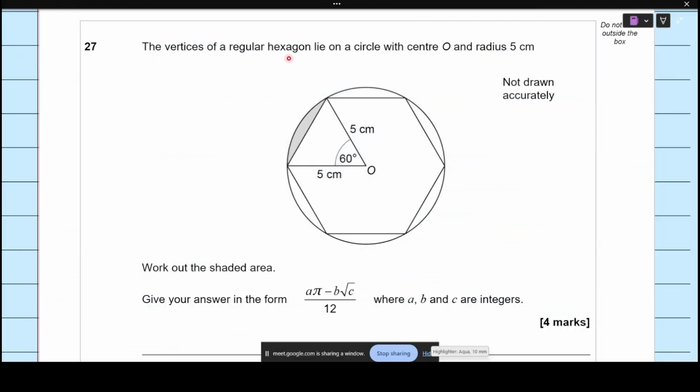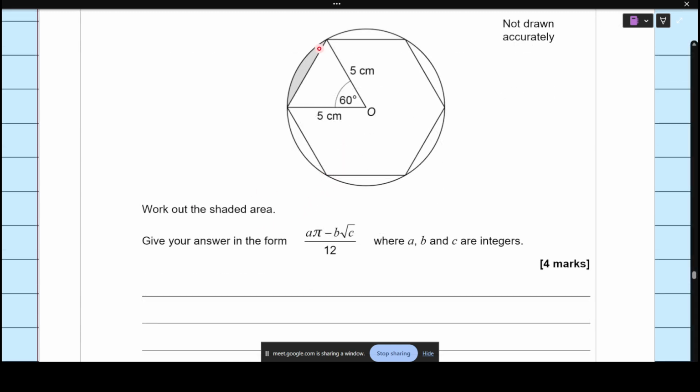The vertices of a regular hexagon lie on a circle with center O and the radius 5 centimeters. That is the center O. That is the radius, 5 centimeters. Also, the angle between these radii is given, which is 60 degrees. Work out the shaded area. That is the shaded area. We need to find this shaded area.